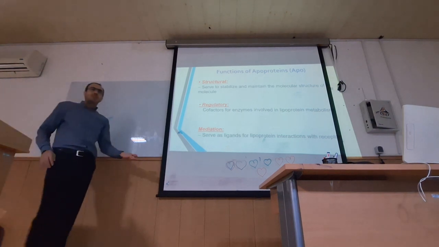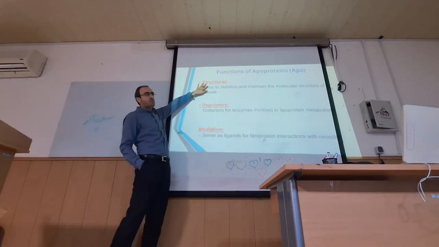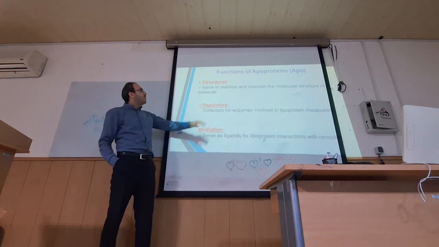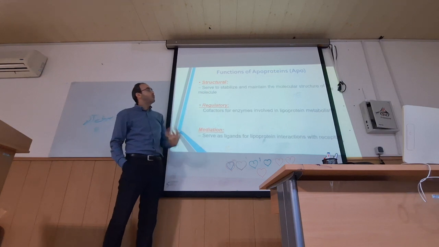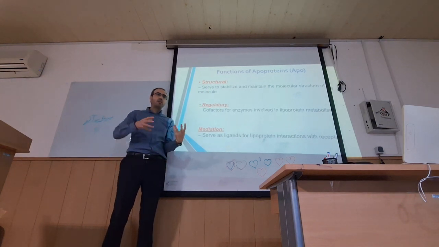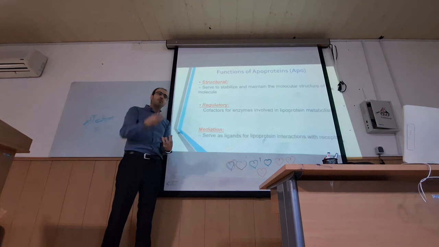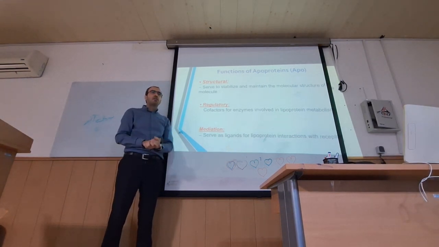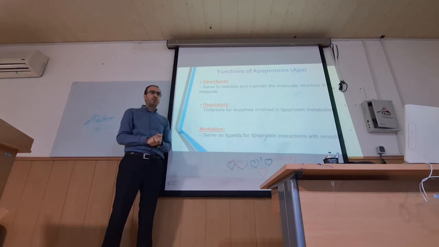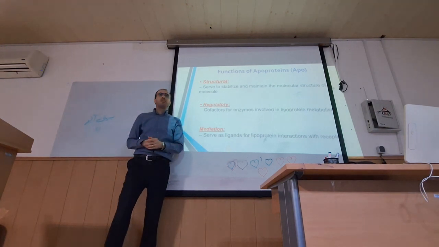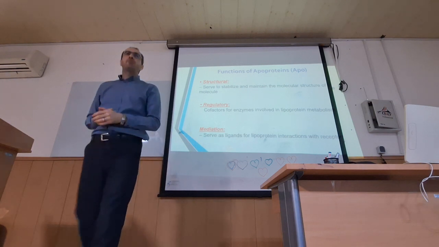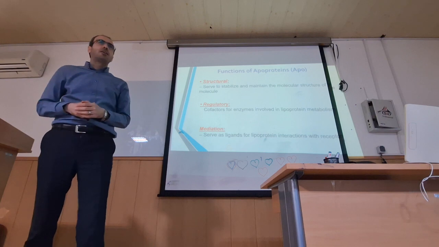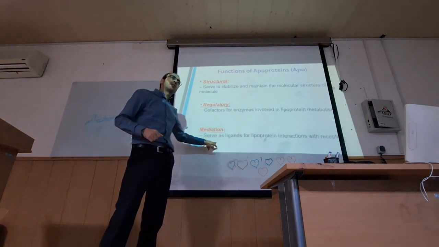They have three main functions. One of them is structural, the second is regulatory, and the third is mediation. Related to the structural, some kinds of apoprotein are part of lipoprotein, for example ApoB100, ApoC, ApoE, all of them. Okay. Then they have a regulatory role. Related to regulatory, what can you remember from the previous semester? Receptors. This mediation is known as receptors.